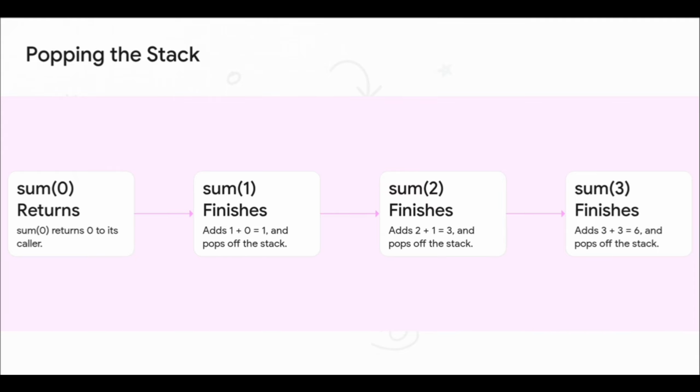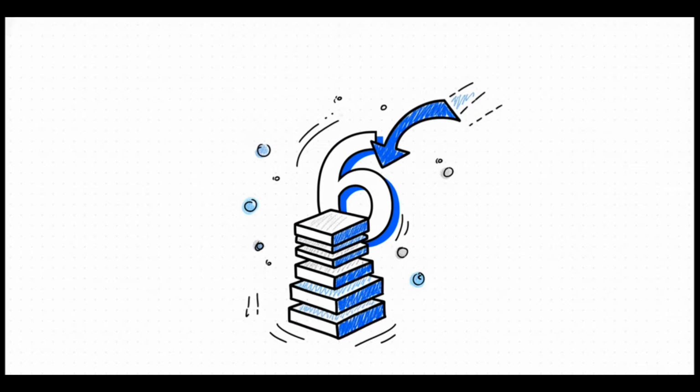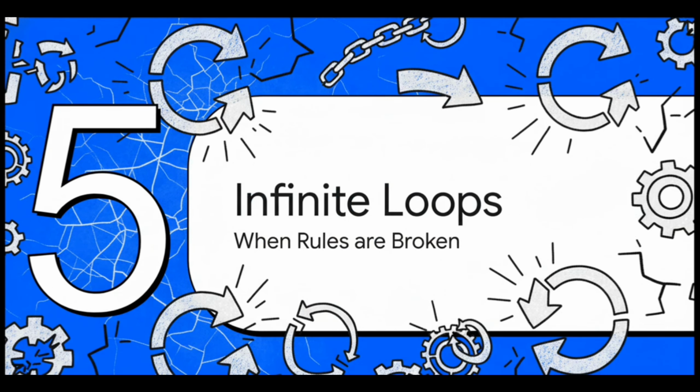The activation records are being cleared out completely, one by one in exact reverse order. And just like that, we arrive at our final answer, 6. That result is passed all the way back to the main program, successfully completing our journey down into the stack and safely back out again. The puzzle is solved. Okay, on to section 5.